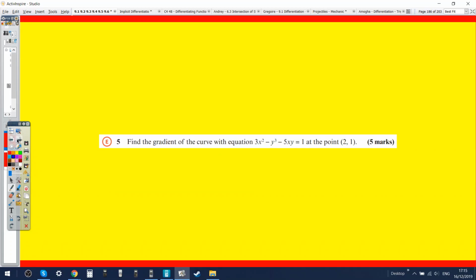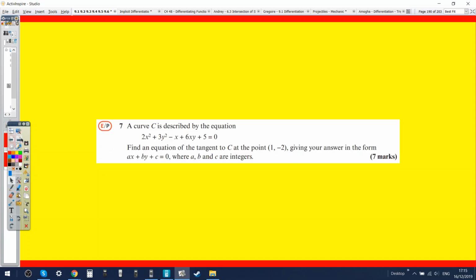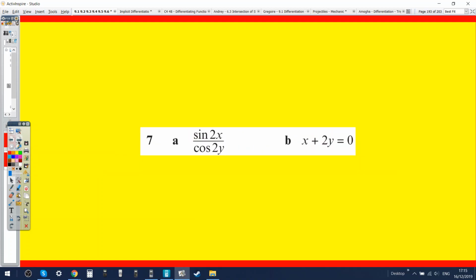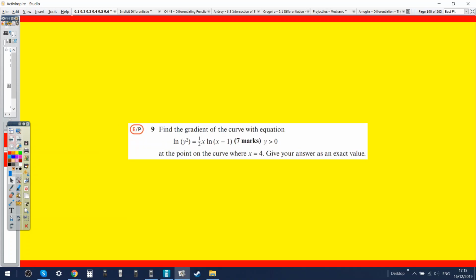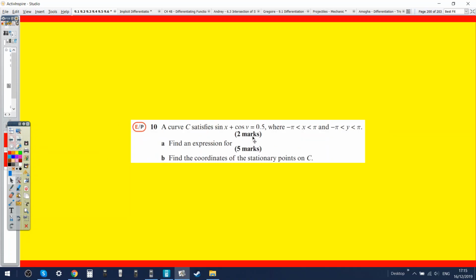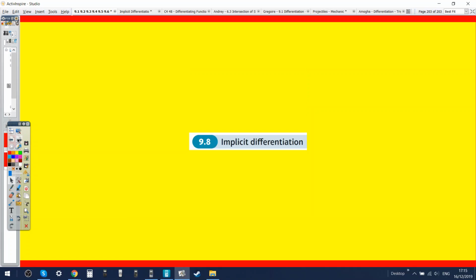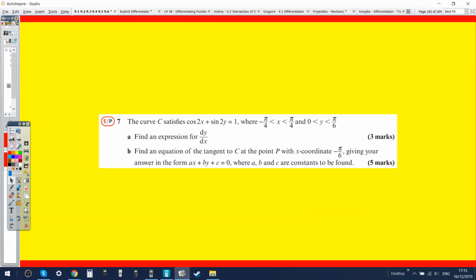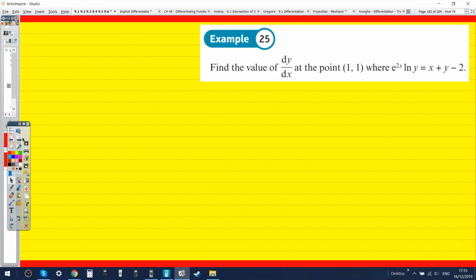Okay, let's try this one. No, hold on. Maybe we should try one that's similar. That's probably a bit easier. These are a bit easier, actually. Wow, I really did throw you in. I'm just looking for one that uses quotient rule, and there aren't any. It doesn't come up often for exam questions. Okay, let's try this.